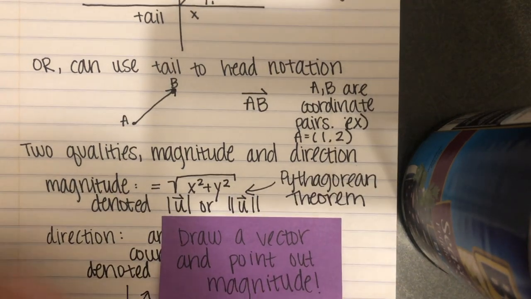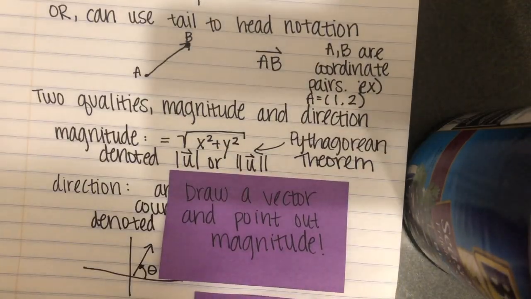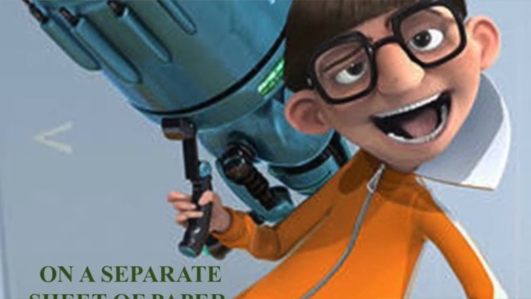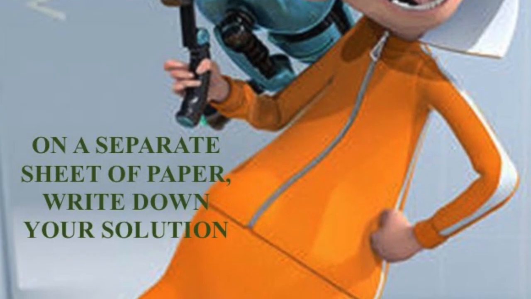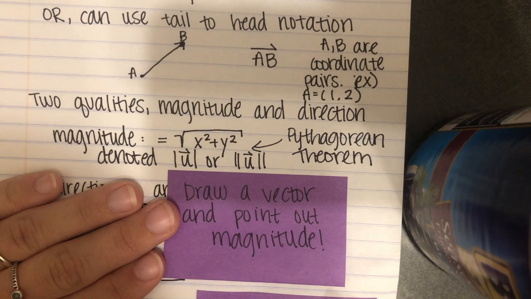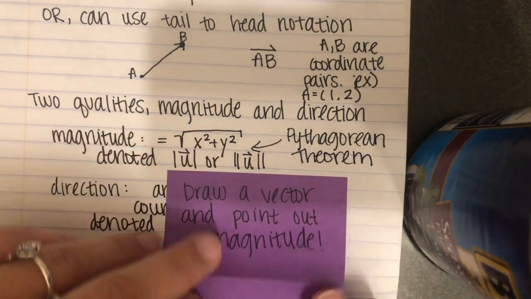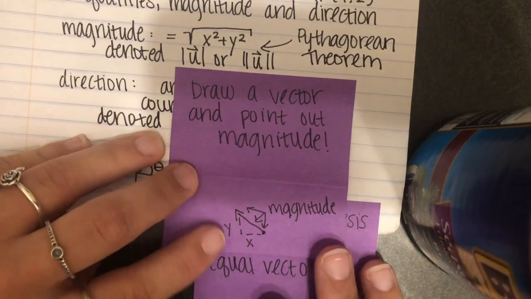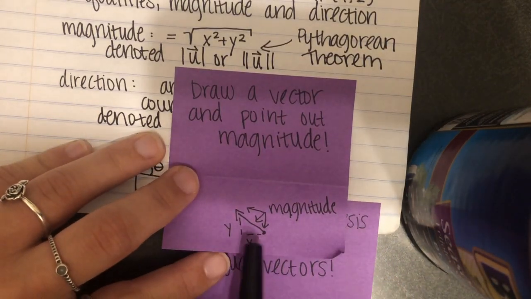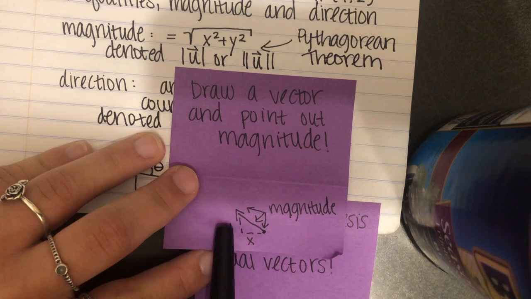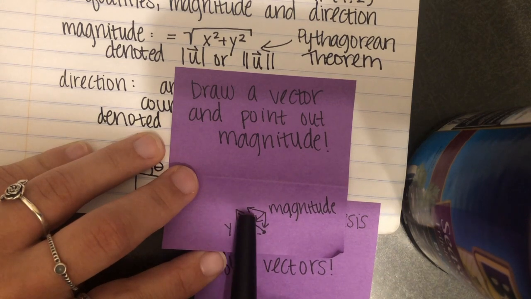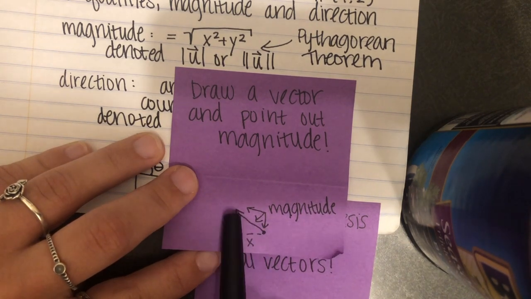So now I want you to pause this video one more time, and I want you to draw out a vector and point out the magnitude for me. Okay, so I drew out a little vector right here, and I said this was my x component and this was my y component, and my magnitude is this hypotenuse or line right here.